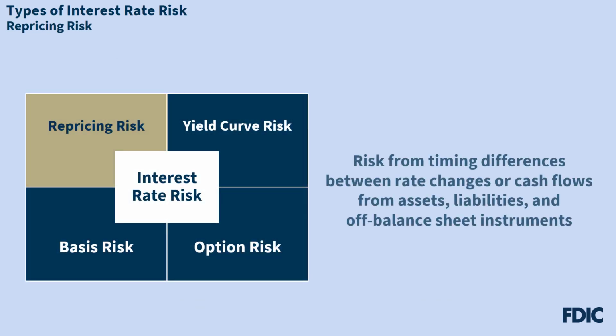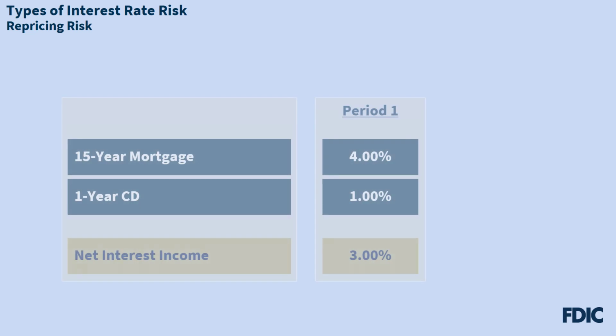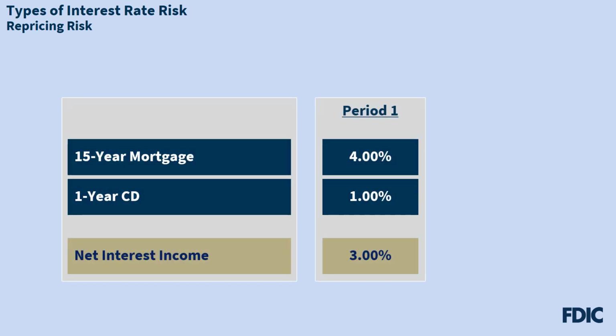Repricing risk arises from timing differences between rate changes or cash flows from assets, liabilities, and off-balance sheet instruments. Let's illustrate this with an example. For simplicity, let's assume a bank has one asset and one liability. The asset is a 15-year fixed-rate mortgage priced off the 10-year Treasury rate, and it's funded by a 1-year time deposit priced off the 1-year Treasury rate. Today, the bank is earning a 3% spread.